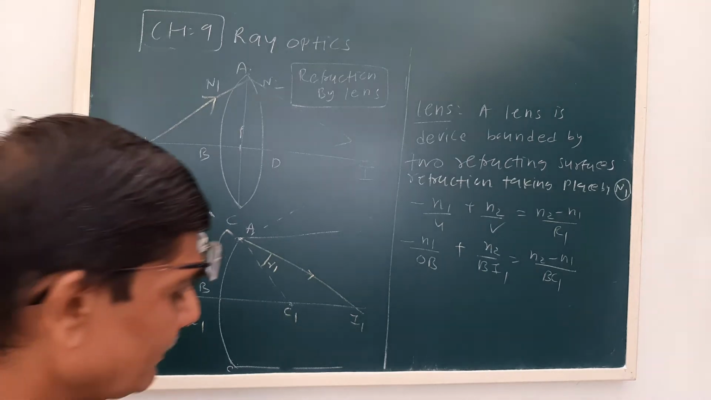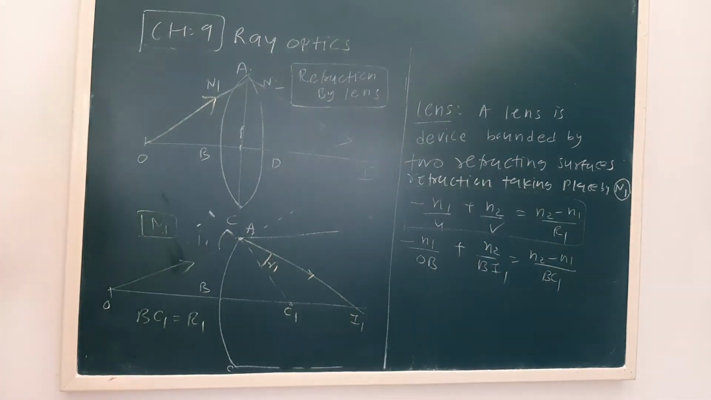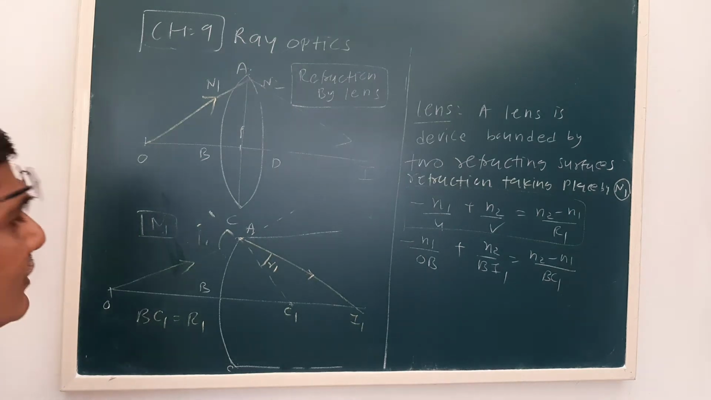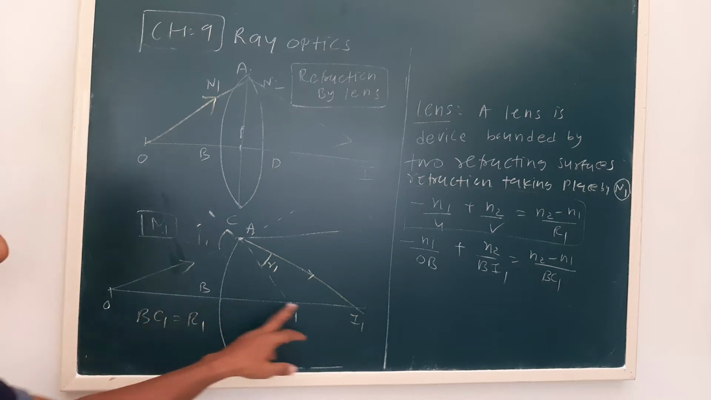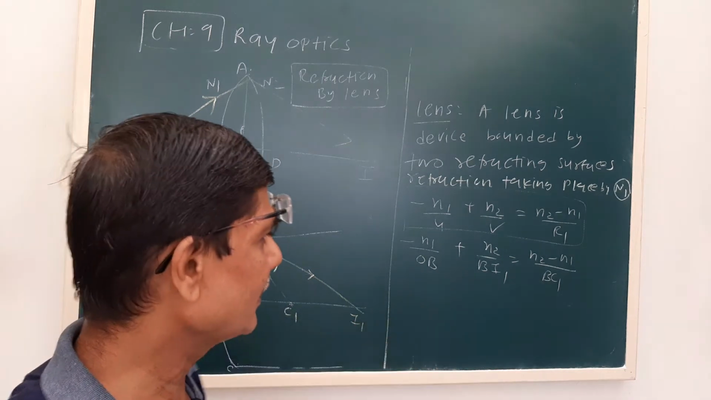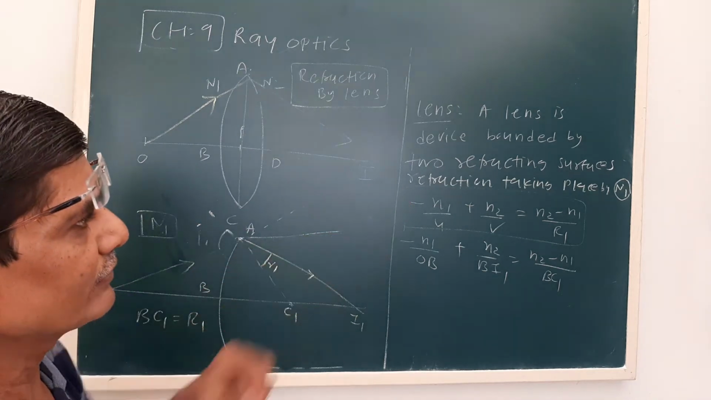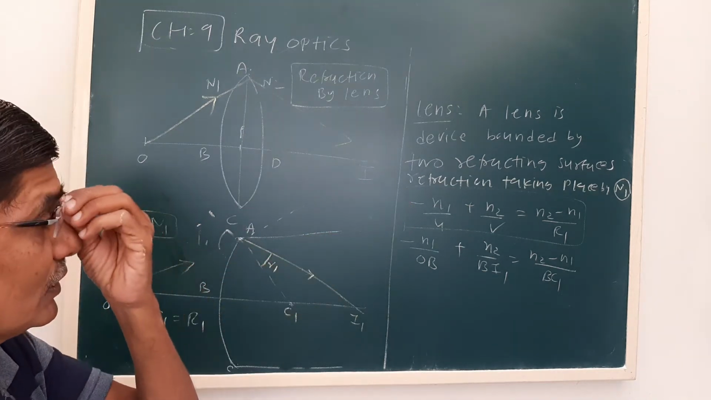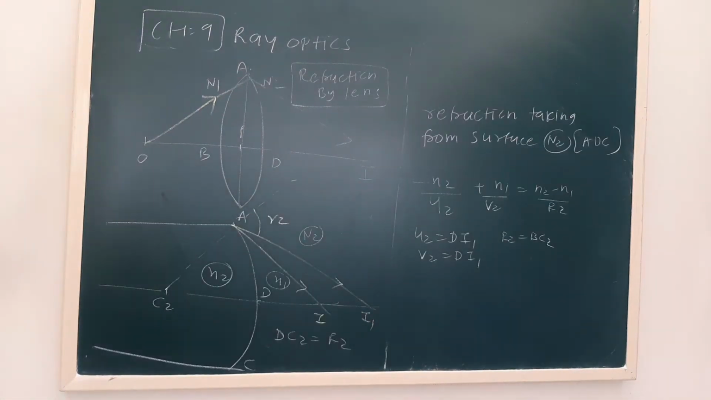So we use the formula which we derived earlier: minus N1 upon U plus N2 upon V is N2 minus N1 upon R1. Here the object distance is OB, the image distance is BI1, and the radius of curvature is BC1. This is how we write the refraction taking place from the surface N1.